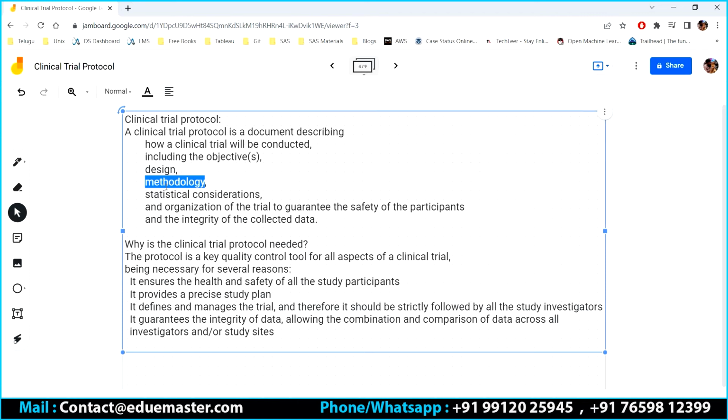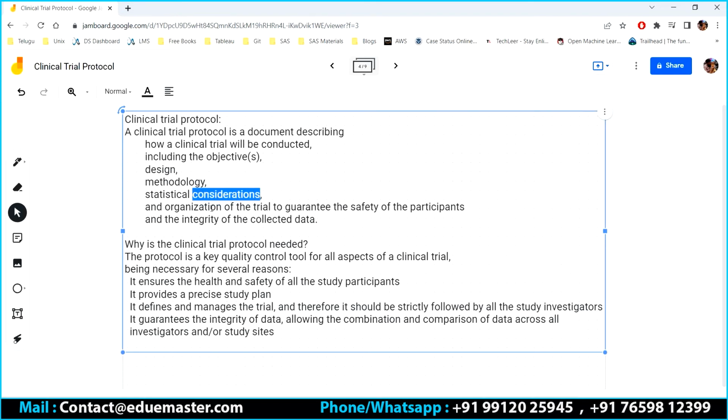Statistical considerations. We need to say what are the population limits. So when I go with the results, what are the percentages that I'm looking at? It should be 100% accurate, or 80% accuracy is fine. When I go with the efficacy, what is the level of efficacy I'm looking at? What are the standards that I'm maintaining? All these will be part of your statistical considerations, right?